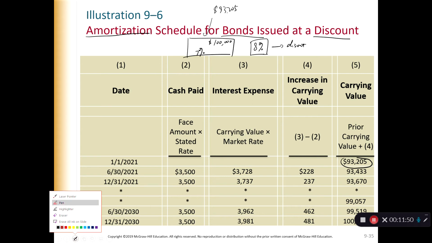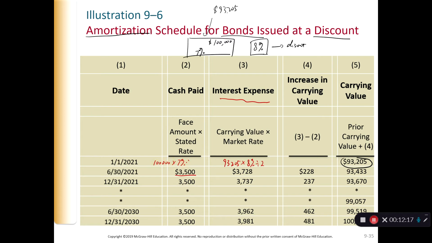And the interest expense is always going to equal the carrying value, which is $93,205, multiplied by 8% (the market rate), divided by 2, right? So for 10 years. And then this one is always going to equal $100,000 multiplied by 7%, divided by 2, because it's semi-annual. So as you can see, the interest expense is much higher than the cash paid, right?